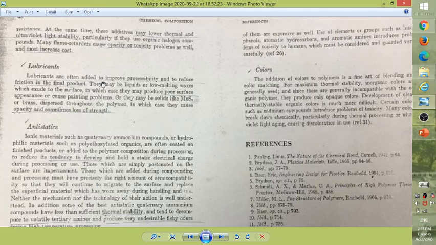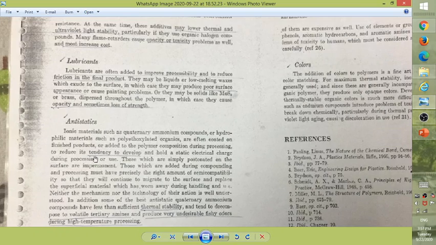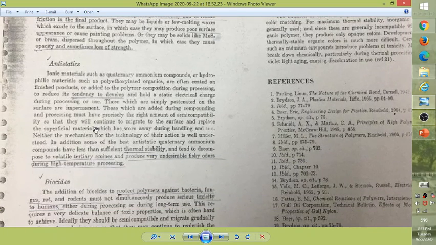Now, antistatics. We have seen antistatic agents, right? Ionic materials such as quaternary ammonium compounds or hydrophilic materials such as polyethoxyorganics are often coated on finished products or added to the polymeric composition during processing to reduce its tendency to develop and hold a static electric charge during processing or use.